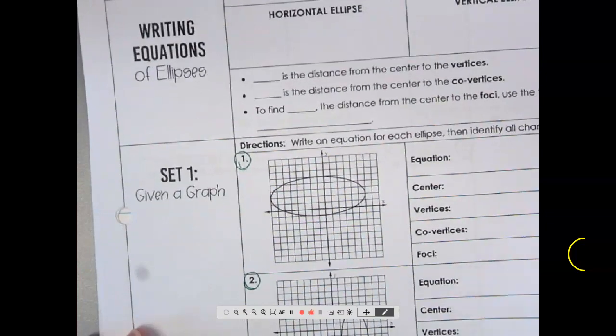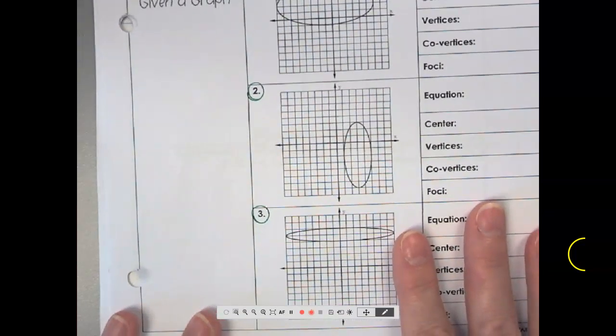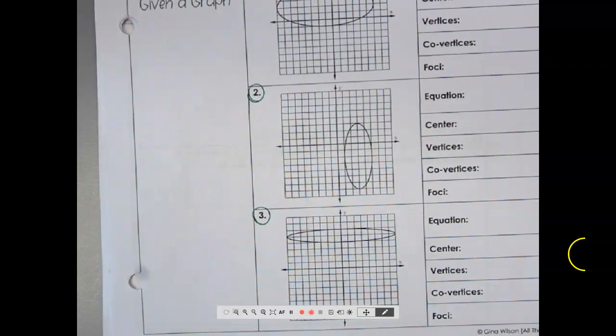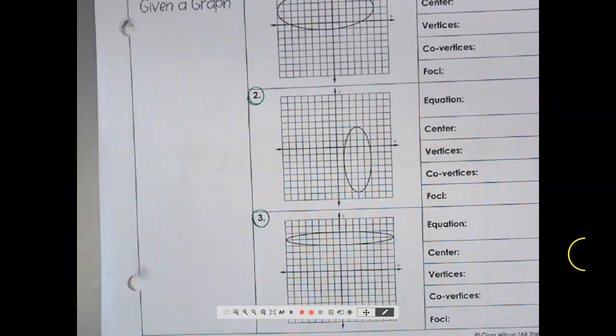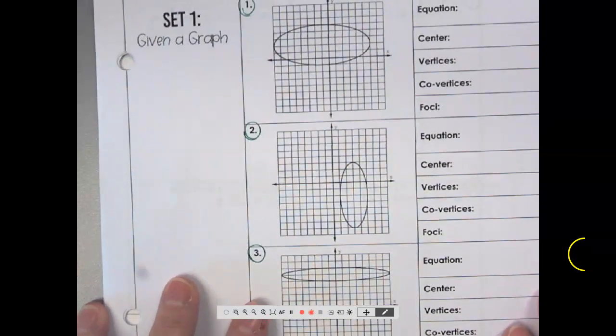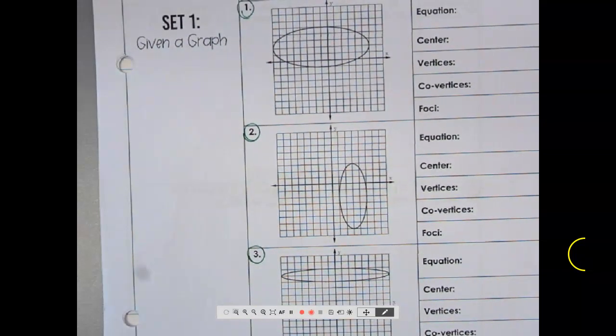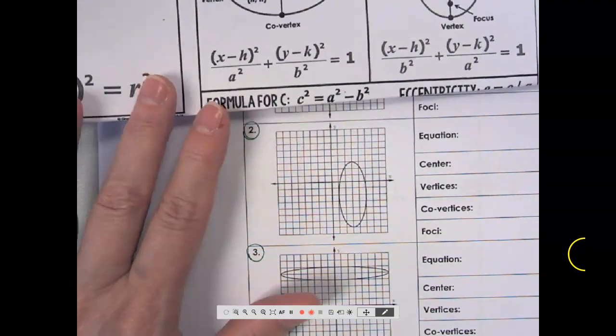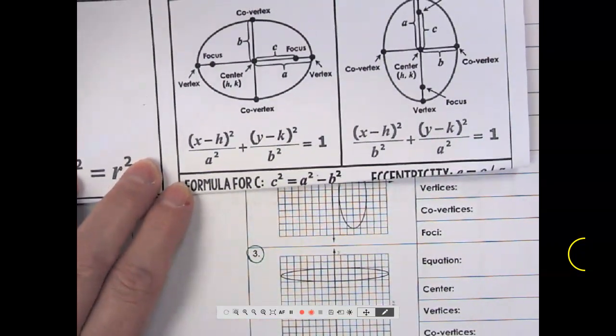All right, next page. What we're going to do next is take graphs of ellipses that are already graphed, and we're going to figure out what the equations are. So we're doing the exact opposite of what we did on Friday. So you might want to grab your formula sheet. These are the formulas that we're going to be writing.